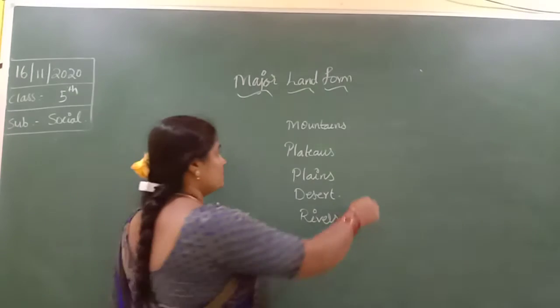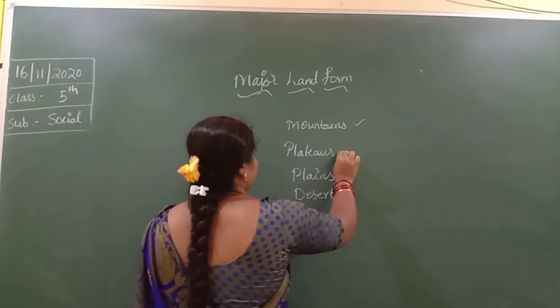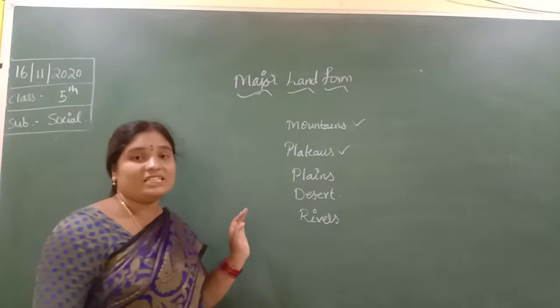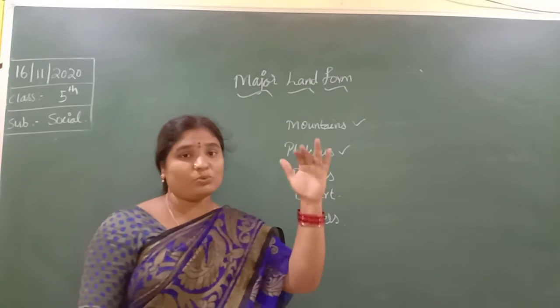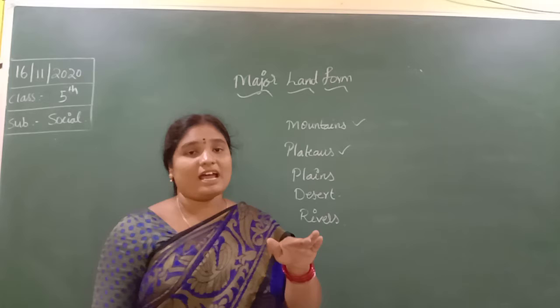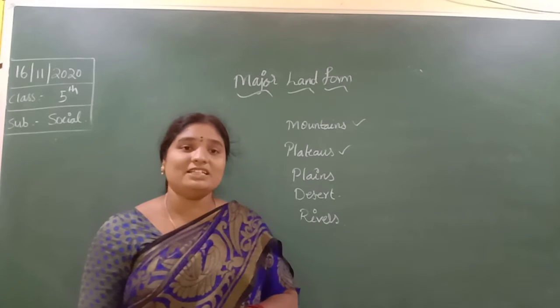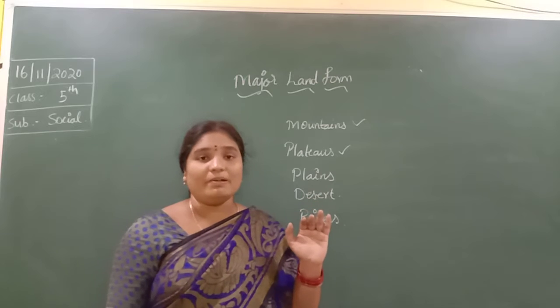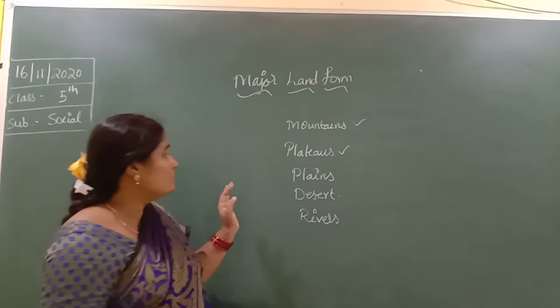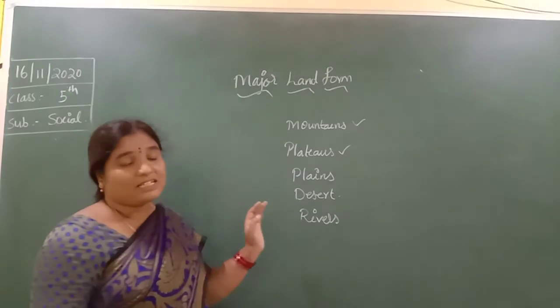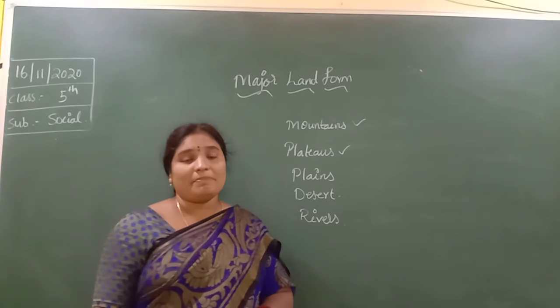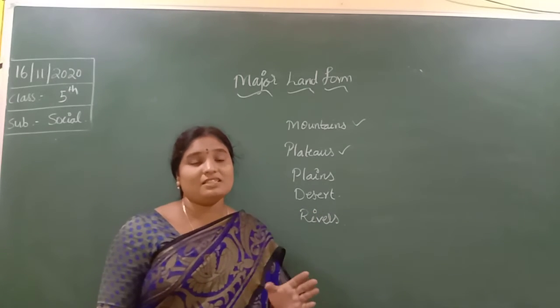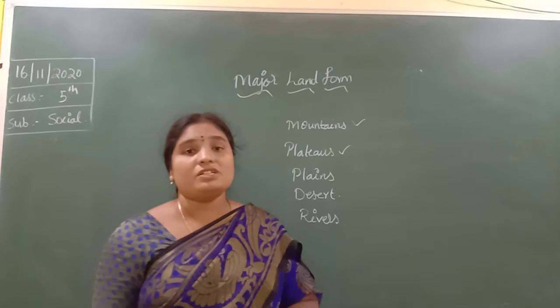Already we have discussed the mountains. Next, come to the plateau. Plateaus are also known as tableland. They are not raised too high, but the raised area of land acts as a table, a tableland. In some places, plateaus extend to large kilometers.